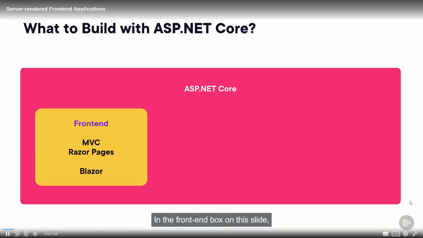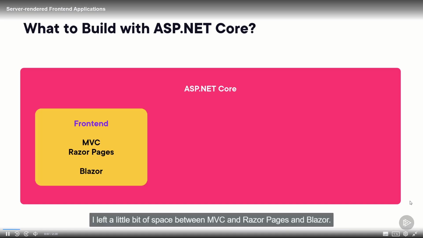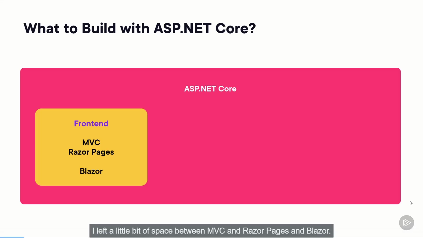In the box on this slide, I left a little bit of space between MVC and Razor Pages and Blazor. That is because Blazor is different than the other two. Blazor enables us to create client-rendered front-end applications, which is the topic for another module. With MVC and Razor Pages, we can create server-rendered front-end applications. But what is a server-rendered front-end application exactly?